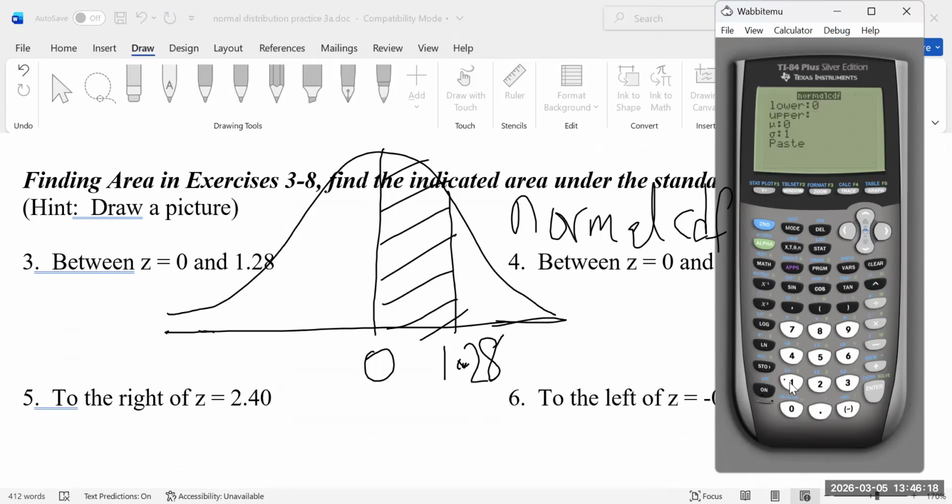You can answer this question with the empirical rule, but it will take you time. Anytime you can save your time, please do. Mean is 0, standard deviation is 1. I'm going to paste. When I hit enter, the area between 0 and 1.28 standard deviations is 0.3997 to the nearest 10,000. So that area is 0.3997.